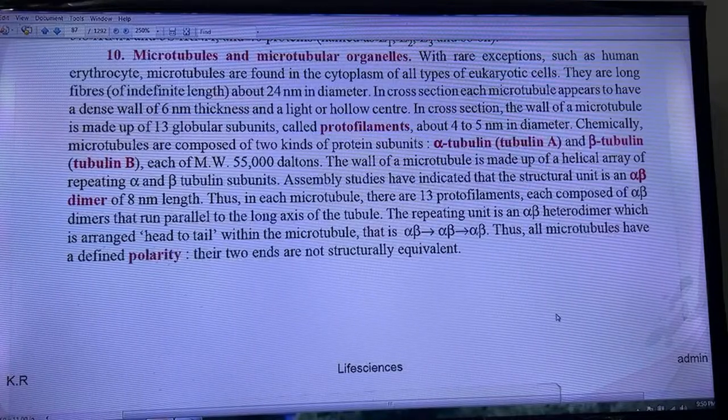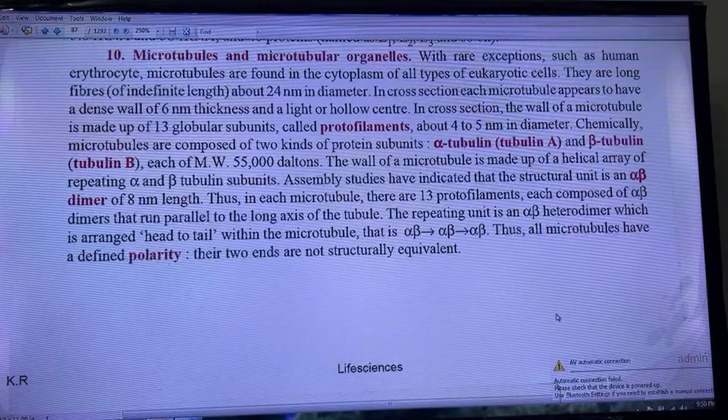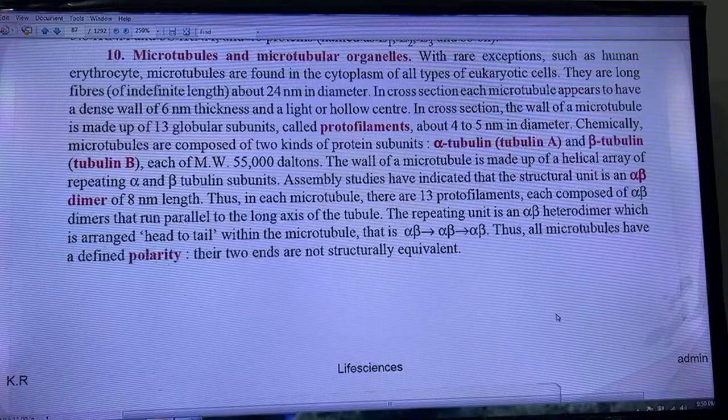Thus, in each microtubule, there are 13 protofilaments, each composed of alpha beta dimers that run parallel to the long axis of the tubule. The repeating unit is an alpha beta heterodimer, which is arranged head to tail within the microtubule, that is alpha beta alpha beta alpha beta. Thus, all microtubules have defined polarity. Their two ends are not structurally equivalent.